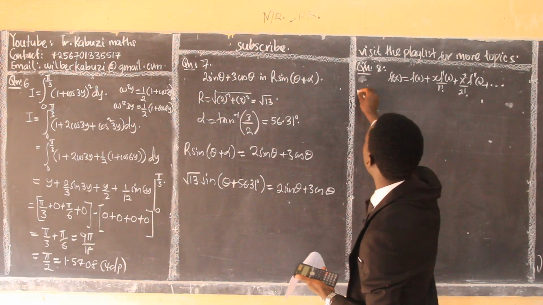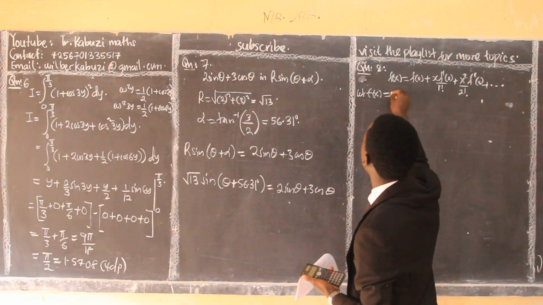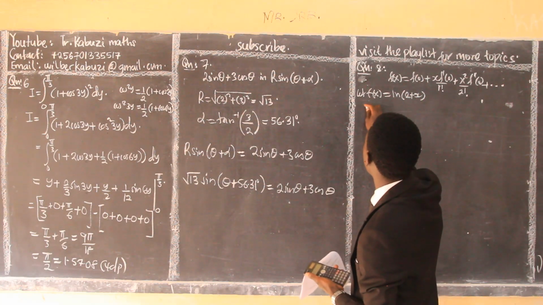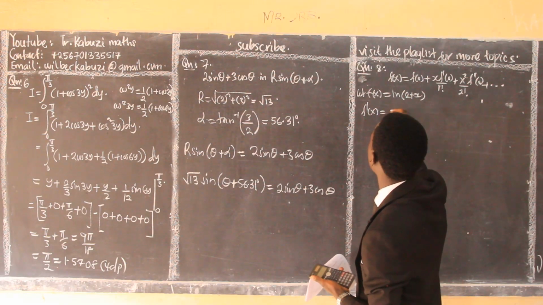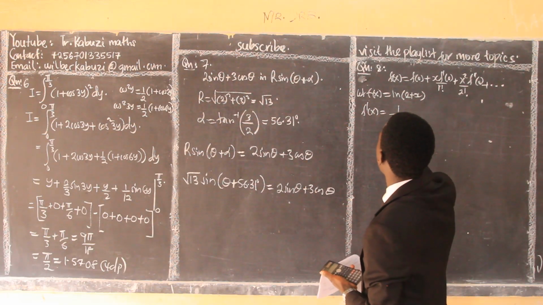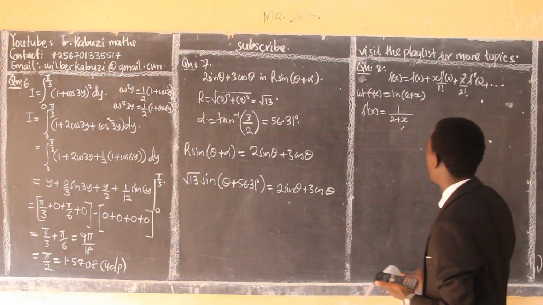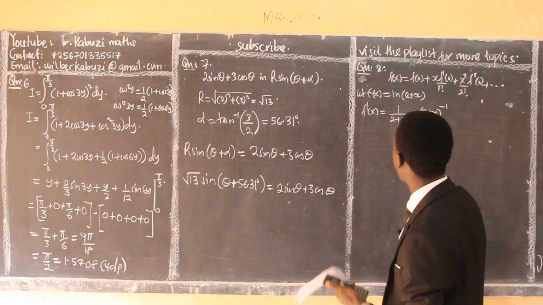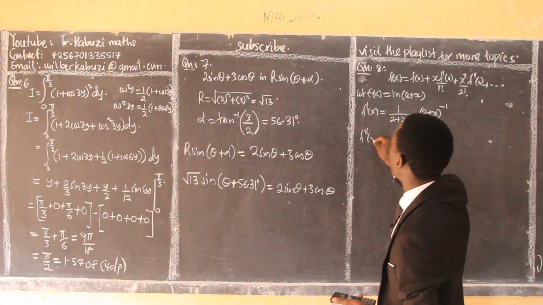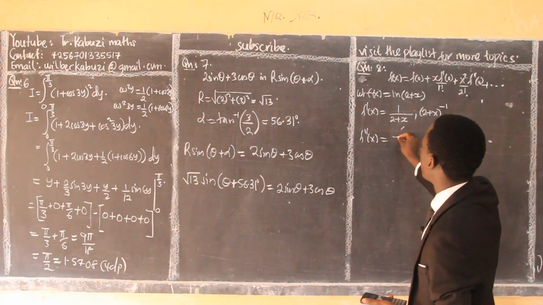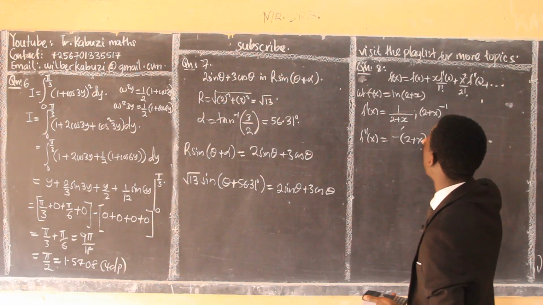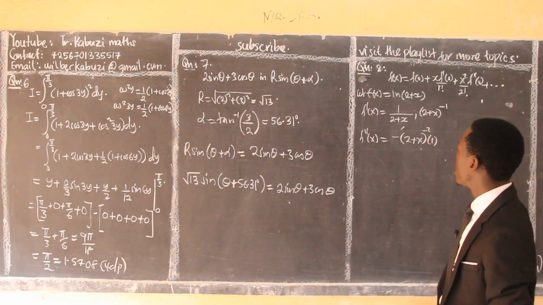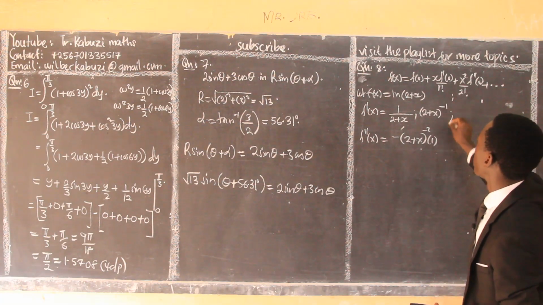Now we say, let my f of x be natural log of 2 plus x. I need its first derivative, so my f prime of x here is going to be differentiating this over the bracket, which gives 2 plus x power negative 1. Because I want the second derivative, my f double prime of x will be negative 2 plus x power negative 2 into 1. As simple as that. Now remember, I have to evaluate each at 0.